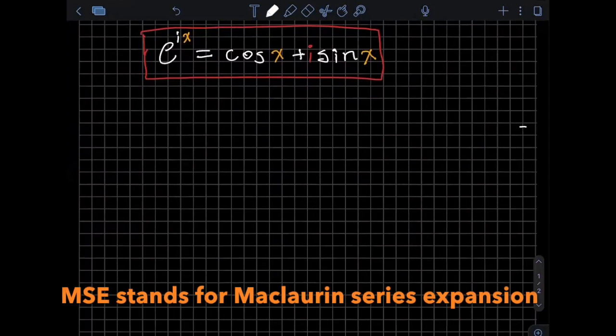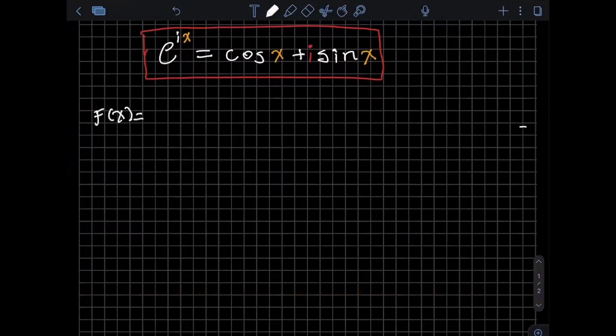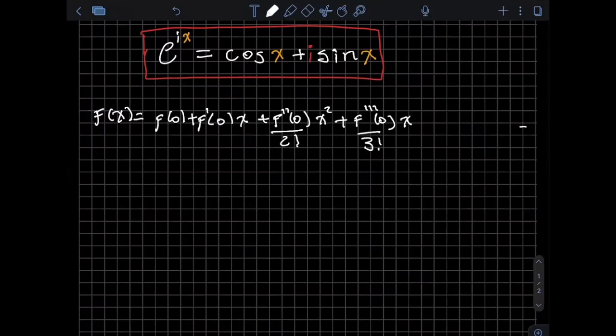The Maclaurin series expansion of a function f of x is equal to f of 0 plus f prime of 0 times x plus f double prime of 0 over 2 factorial times x squared plus f triple prime of 0 over 3 factorial times x cubed plus f fourth prime of 0 over 4 factorial times x to the power of 4 and so on. So now let's consider f of x to be e to the power of ix.